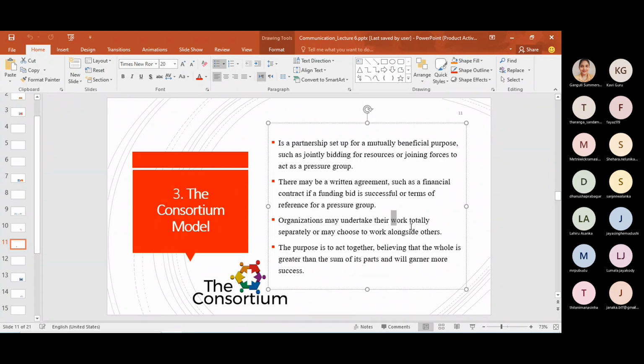Okay, so working towards a common goal but separately. That can happen in the consortium model. In a consortium model, we always believe that it is better to work as a team rather than working as individuals, because according to the consortium model, we believe that the gain that you get from teamwork is always much higher than the gain that you get individually.